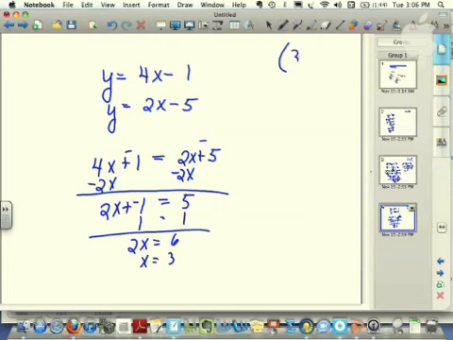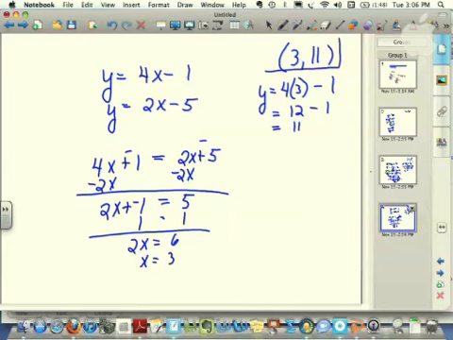I like to write my answer down, so I already know that x is 3. Now I can take that 3 and plug it into either one of those equations that I want. I'll plug it into the first one and see what y equals. It becomes 4 times 3, or 12, minus 1, so y is 11. And my answer is (3, 11). I have solved the system of equations.